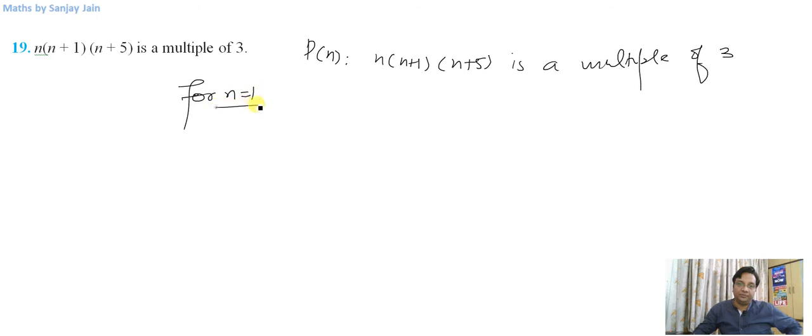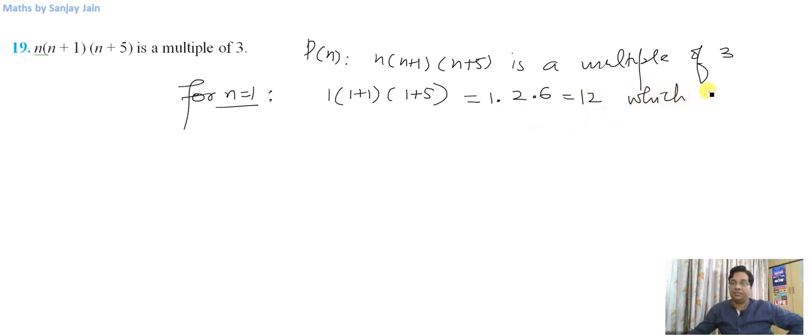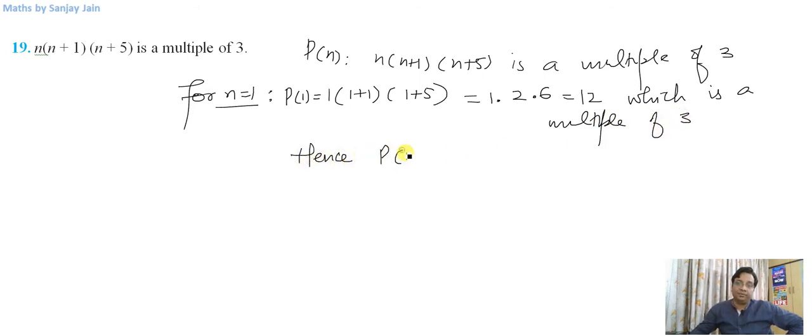For n equal to 1, can I say 1 into 1 plus 1 into 1 plus 5 is a multiple of 3? So let's check. It is 1 into 2 into 6. So yes, it is a multiple of 3, 12. So what I have written, for n equal to 1, P of 1 will be equal to this 12, which is a multiple of 3. Hence, P of 1 is true. Right, so base step is over.